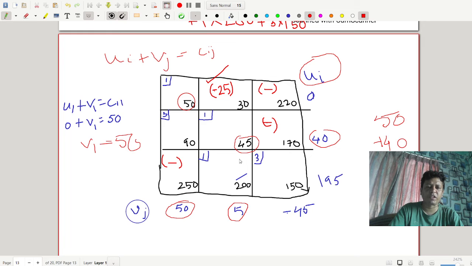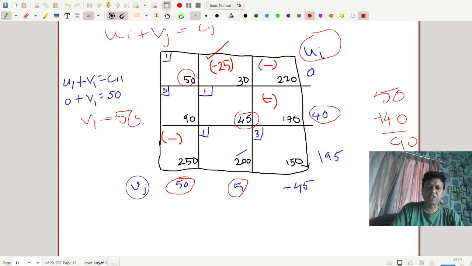5 plus 40 equal to 45, because I am following for basic cells ui plus vj equal to cij. Now this is 5. What should be added to 5 to get 200? 195. So I am writing 195 for u3. U3 is 195, so 195 plus 5 is 200. Now what should be added to 195 to get 150? It's going to be minus 45. If you add minus 45 to 195, you will get 150.